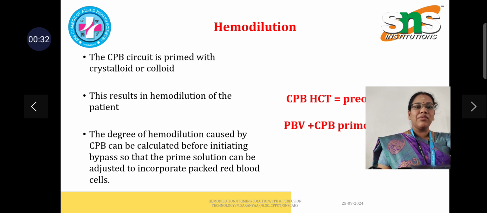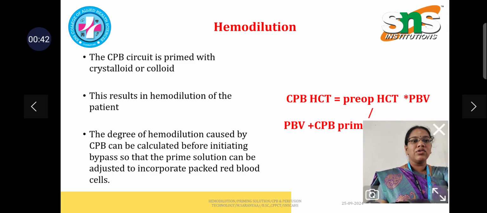The degree of hemodilution caused by the CPB can be calculated before initiating the bypass so that the priming solution can be adjusted to incorporate the red blood cells needed by the patient. So you want to know the HB level of the patient before going on bypass. According to the HB level, you can calculate the HCT, which is called hematocrit, and with the help of hematocrit we can do the calculation.